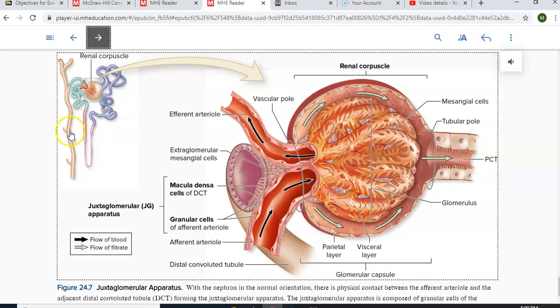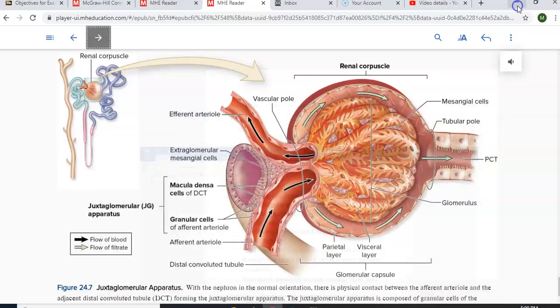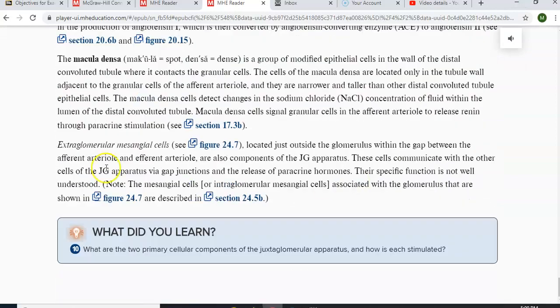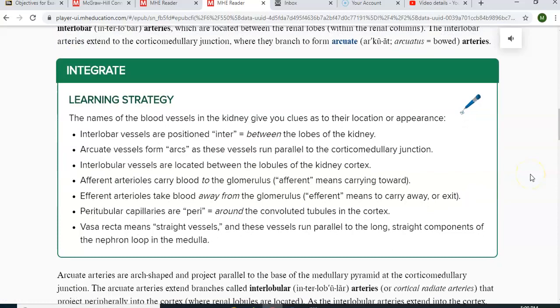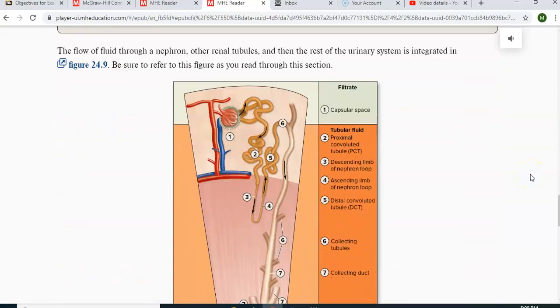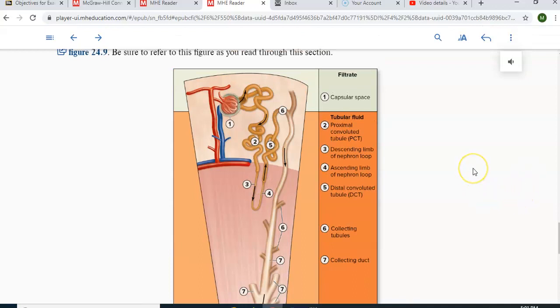But then by the time it gets to the collecting tubules and then onto the ducts, then we consider it urine at that point. So, all right, we just want to know the flow of these fluids through our nephron and the urinary system. And there is a picture. We already talked about blood flow. There we go. So here's the picture. Probably can't get it all on here. We'll start at the top here.